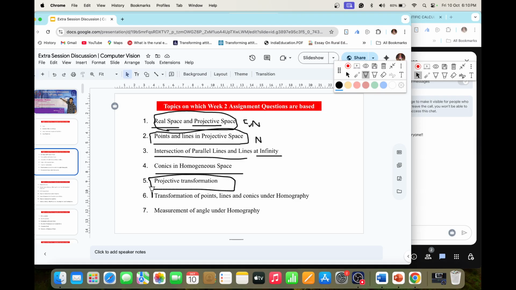Projective transformation is very important. In projective transformation, we have the H matrix, or the homogeneous matrix.